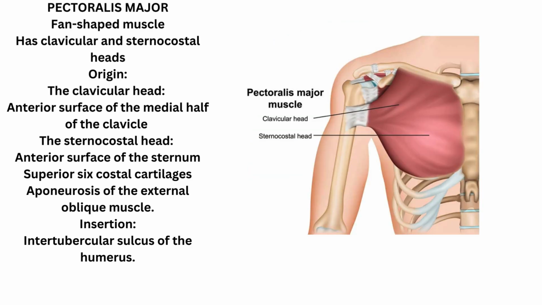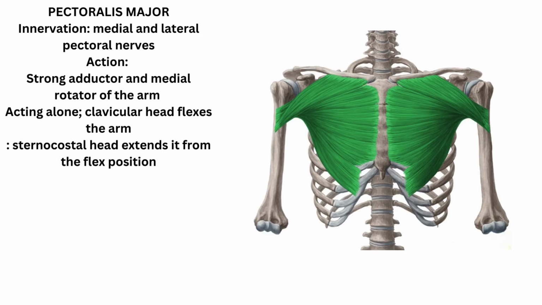Pectoralis major is a fan-shaped muscle that covers the superior part of the thorax. It has clavicular and sternocostal heads. The clavicular head has its proximal attachment on the anterior surface of the medial half of the clavicle, while the sternocostal head is attached to the anterior surface of the sternum, superior 6 costal cartilages, and aponeurosis of the external oblique muscle. The two heads blend distally and attach to the intertubercular sulcus of the humerus.